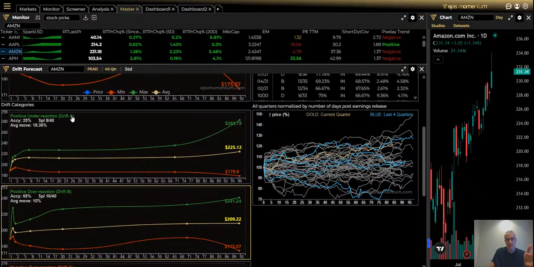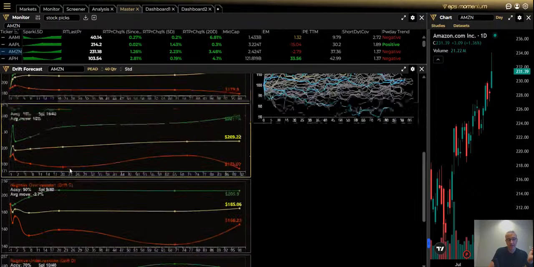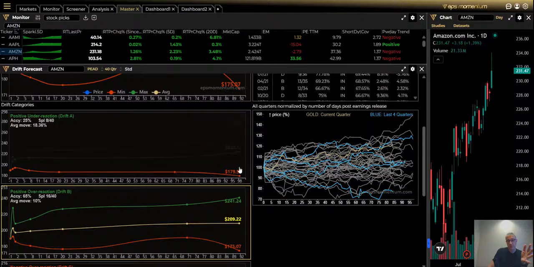Drift A is obviously the best one because that means the move overnight is positive and the move during the first day of trading is positive as well. So yeah, this is very useful to bucket all the quarters together. So you can see out of the 40 quarters, the sample is 8 quarters out of 40, 16 out of 40. For C, we have 9 out of 40 and 10 out of 40, right? And then you have the accuracy. So the accuracy on drift A is 25%. That means that every time we produce a drift A, we feel that there's only a 25% chance that it will fall in that range. Here, you see it's highlighted in yellow.